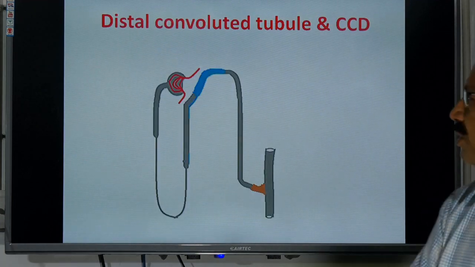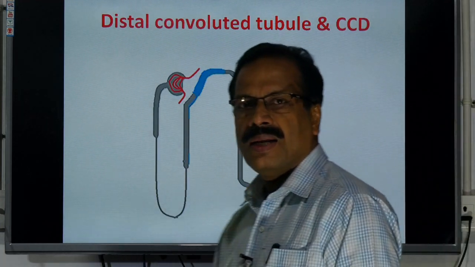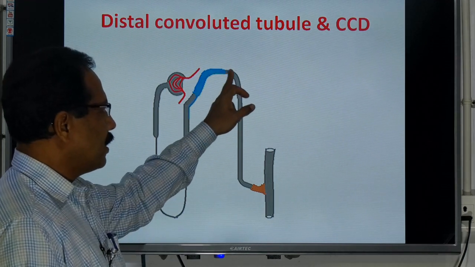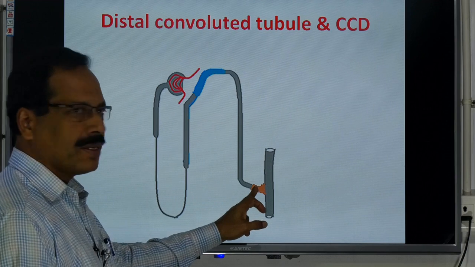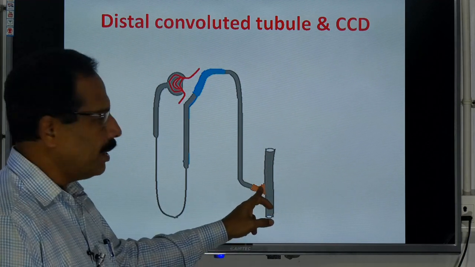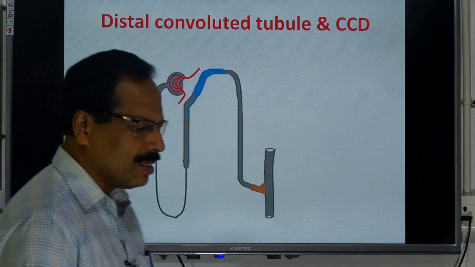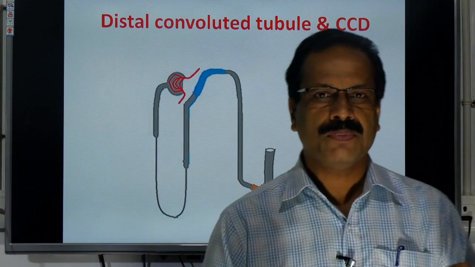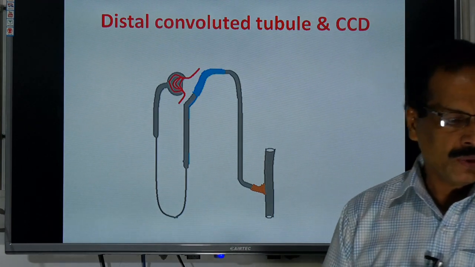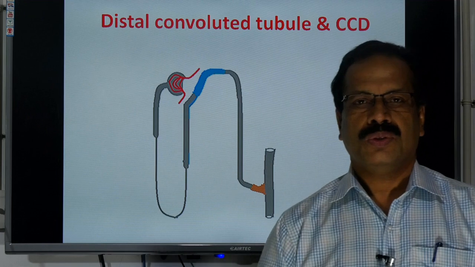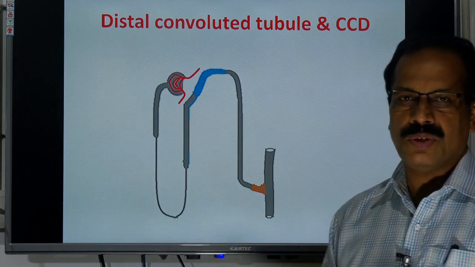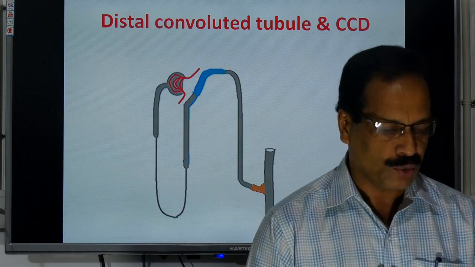So the distal convoluted tubule starts from the macula densa, and this is the distal convoluted tubule, and it is connected to the collecting duct by the connecting tubule, the CNT. All these parts have a similar type of reabsorption characteristics. And the distal convoluted tubule is adapted to changes in the hormonal status as well as the contents of the tubular filtrate.